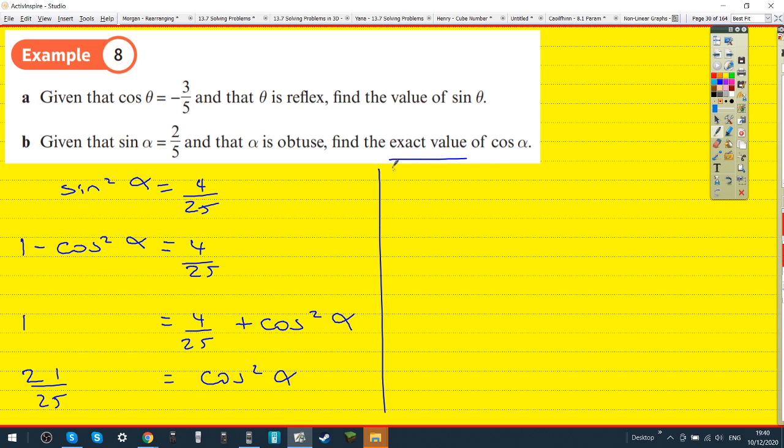Exact value. And so, what is the exact value for cos alpha? Not the decimal? Oh, square root of 21 over 5. That's root 21 over 5. Yeah. Plus or minus. Well done. Okay, but which one? Okay.